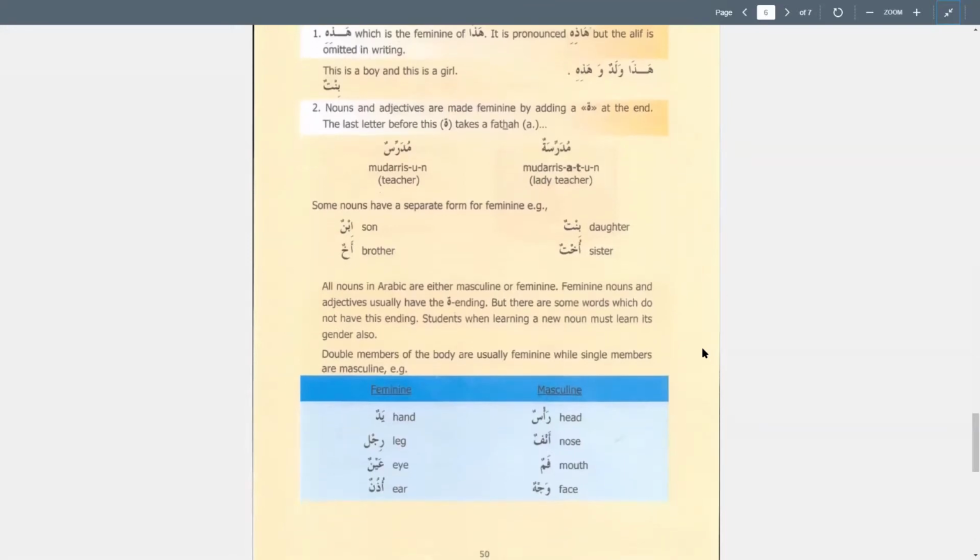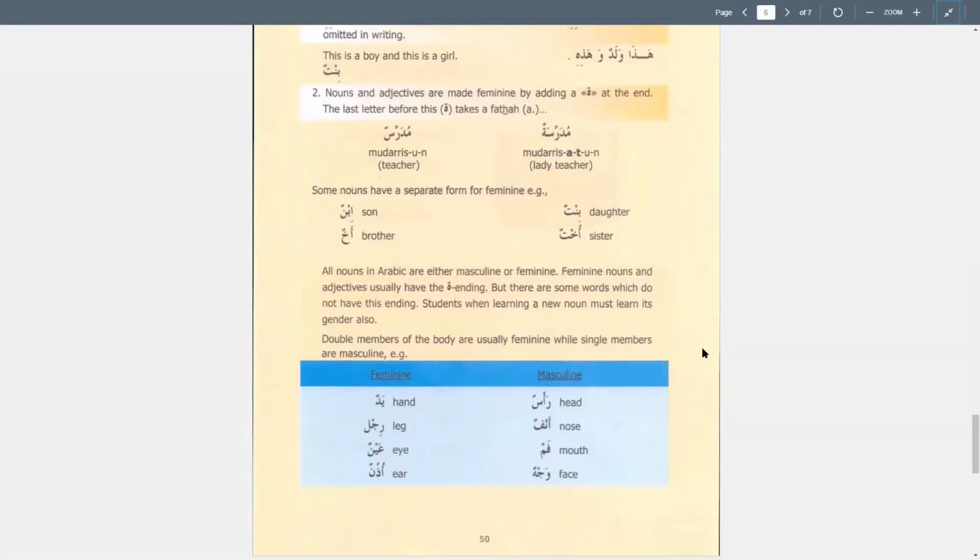Now this is a little bit different when we're talking about parts of the body. You'll see in the masculine column, we have ras, anf, fem, wajah. Ras means head, anf, nose, fem, mouth, wajah, face. On the feminine side, we have yed, hand, rijal, leg, ein, eye, and udhun, ear.